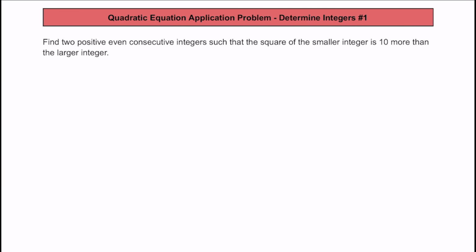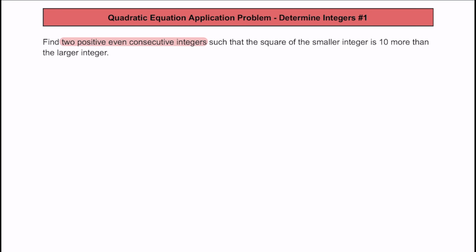Let's practice solving an application word problem together dealing with quadratic equations where we're looking for some missing integers. For this particular problem, we are looking for two positive even consecutive integers. Now, it's important to know that when we are making up variables to represent an even number, we can't just use x because x could be even or it could be odd.